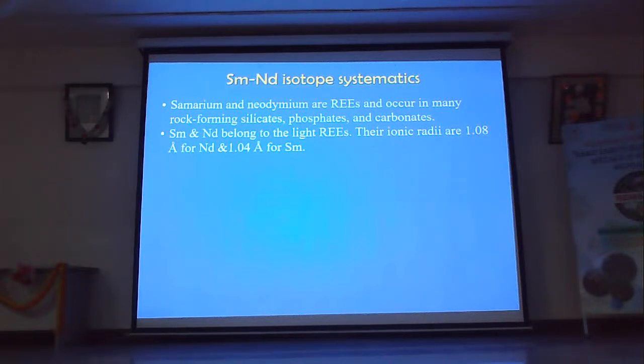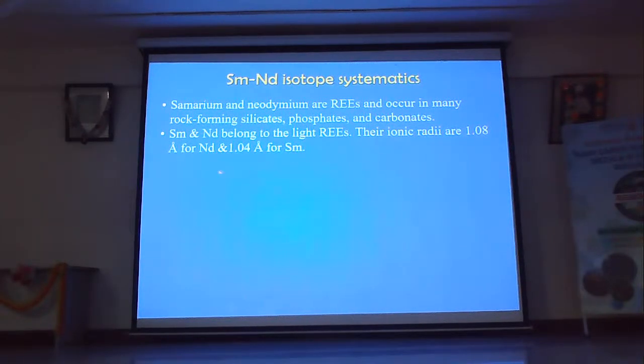And of course, if you look at all the 14 naturally occurring rare earth elements, one of them, promethium, is an extinct isotope, which doesn't exist as an element. The others are there, 14 of them. Samarium and neodymium belong to the lighter side. Samarium, some people classify as a middle rare earth, but neodymium is definitely a light rare earth.